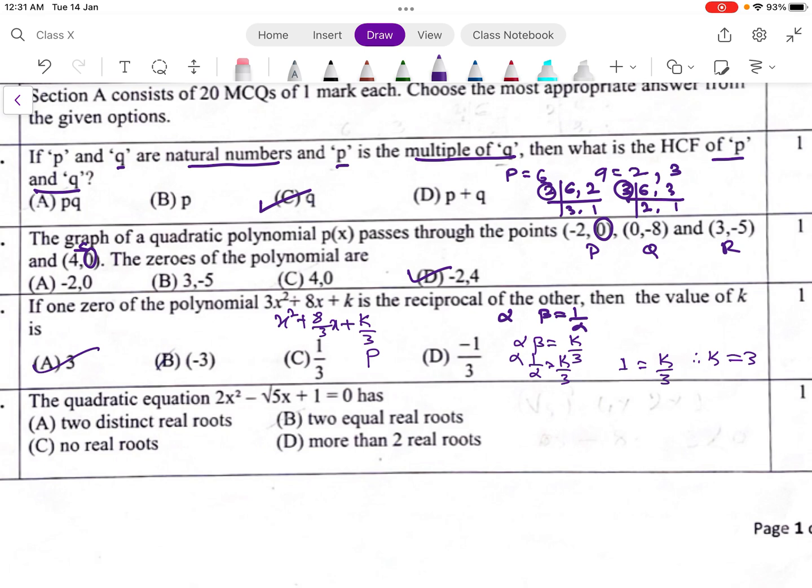Similarly, next question is the quadratic equation 2x square minus root 5x plus 1 equal to 0 has. So to check the nature of the roots, we need to find out the discriminant. So discriminant is nothing but b square minus 4ac. So here b square is root 5 square and minus 4 times a, which is 2, and c is 1. So when you simplify this, it will become 5 minus 8, which is minus 3. Therefore this is less than 0, so no real roots. So that option is the correct option.